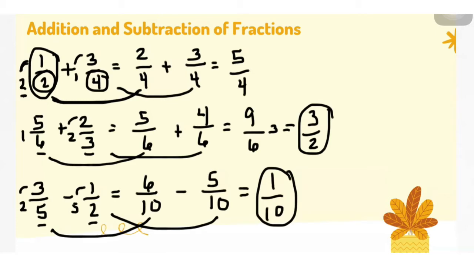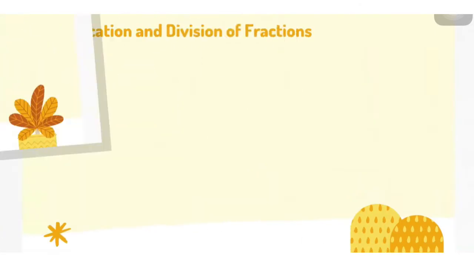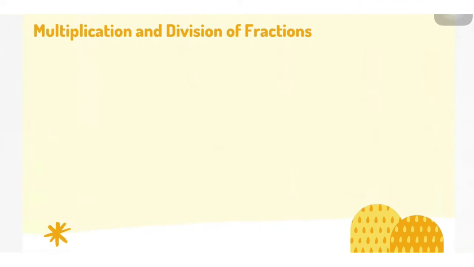Okay, so ganun lang kasimple kapag dissimilar fraction naman. Kailangan lang nating umisip ng LCD para maging parehas yung denominator. Kasi tandaan natin, hindi tayo makakapag-add and subtract ng fraction kapag hindi sila parehas ng denominator. Okay, so pwede na tayong mag-move sa next topic, which is multiplication and division of fractions.